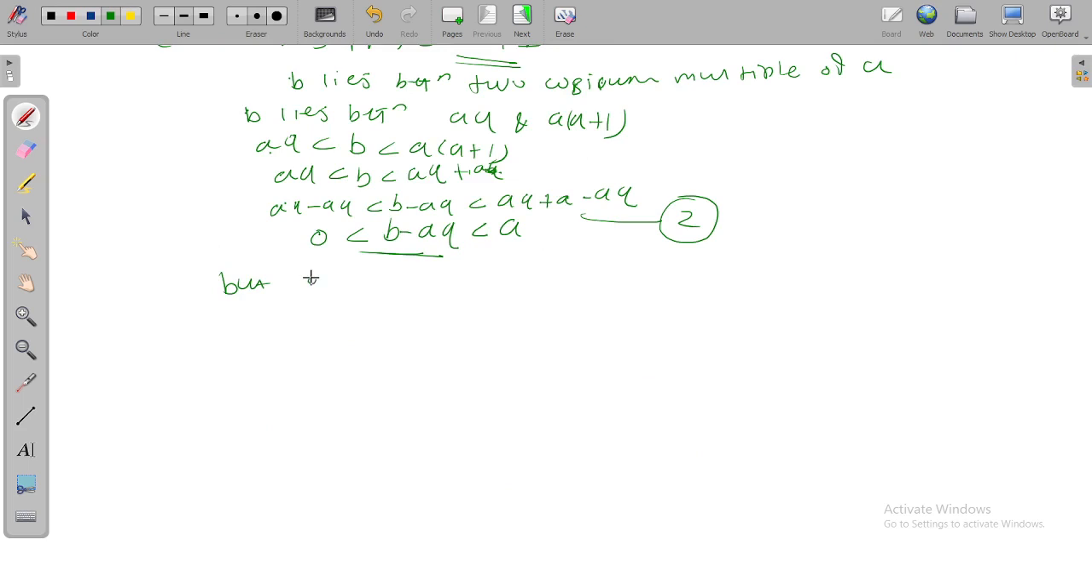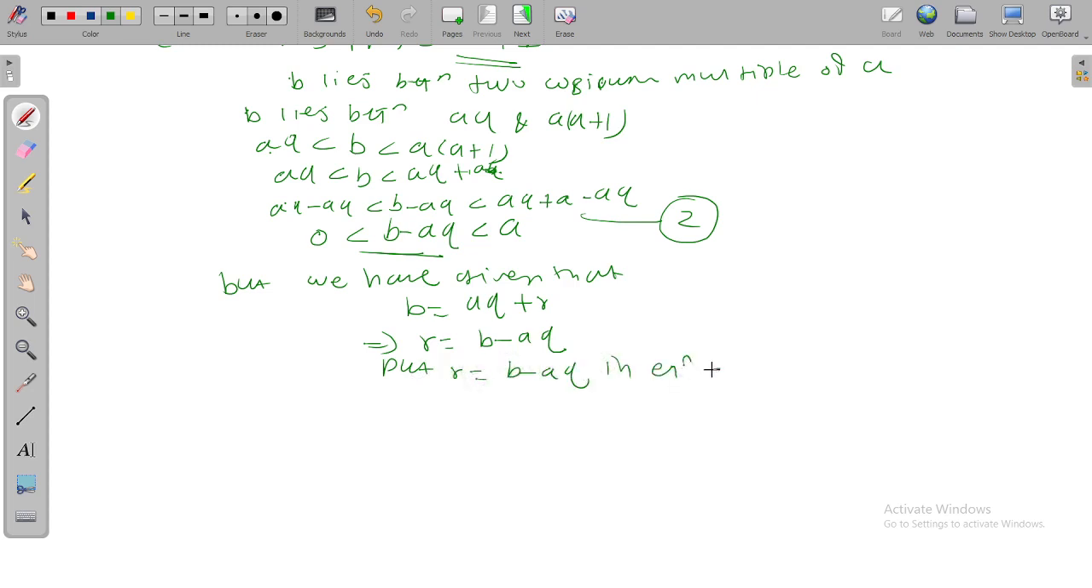But our theorem is given, we have given that B equal to AQ plus R. From this we get R equal to B minus AQ. Put R equal to B minus AQ in equation 2, we get 0 less than R less than A. This is our proof. हमें यही दिखाना था कि R lies between 0 and A.